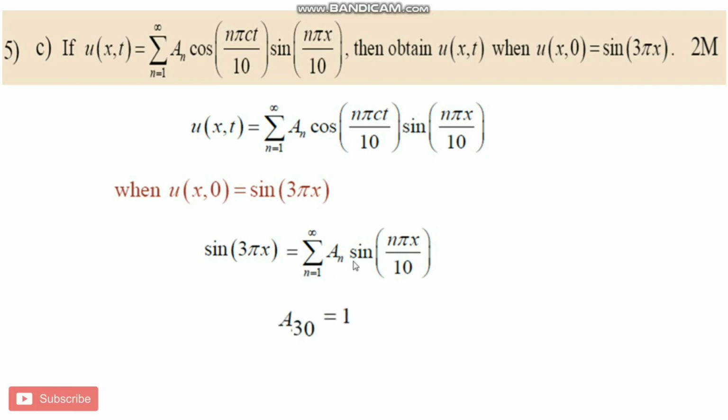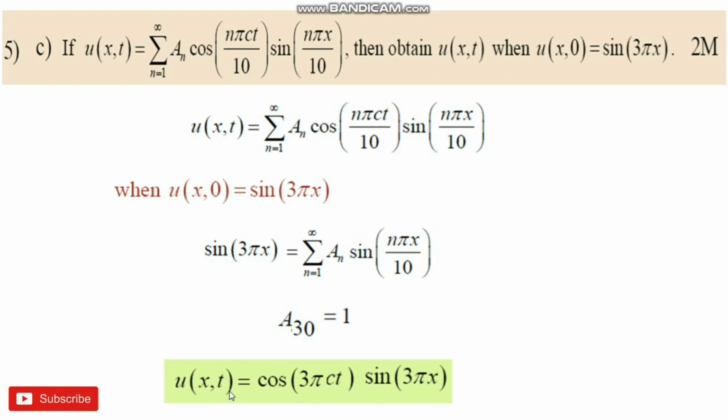Only we have one non-zero coefficient, a30, whose value is 1 by comparison. Therefore u(x,t) is equal to a30 cos(30πct/10), that is cos(3πct), times sin(30πx/10), that is sin(3πx), with a30 value 1. Hence this is the required displacement of the stretched string when the initial displacement was given.